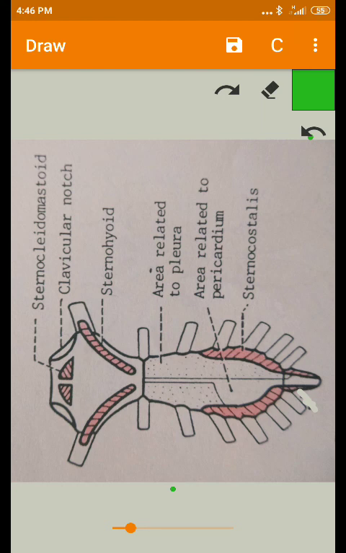Friends, welcome back. Now we are going to see the attachments on the posterior aspect of the sternum.